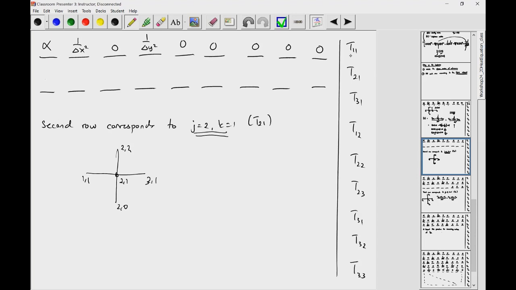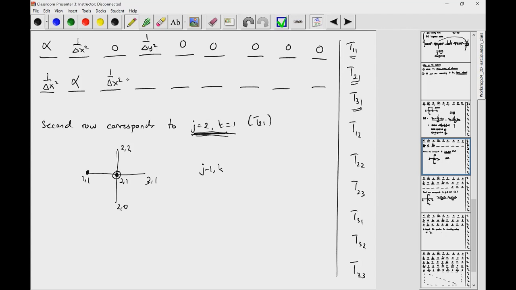The first coefficient is multiplied to T11. But right now, T11 is not your middle point. Your center point is now T21. So what is T11 with respect to this stencil? T11 is J minus 1, K. So if it is J minus 1, K, this will be 1 over delta X squared. The next coefficient is multiplied to T21. T21 we know is the center point, so it's alpha. T31 is the next point, it's J plus 1, so it's 1 over delta X squared.